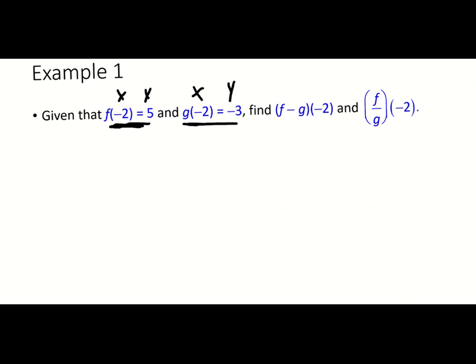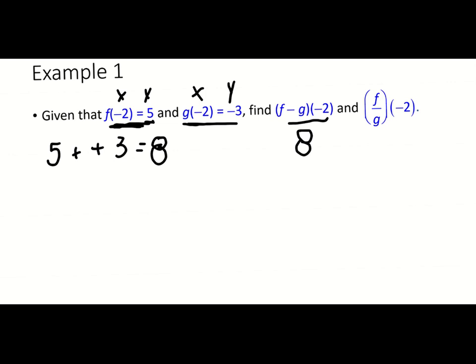So the first thing they want us to do is find f minus g of -2. All I have to do here is I know that f of -2 is 5, so I'm going to do 5 minus my -3. So when I do that, 5 minus -3 is going to give me, think plus a positive, I'm going to get an 8. So f minus g of -2 is 8.